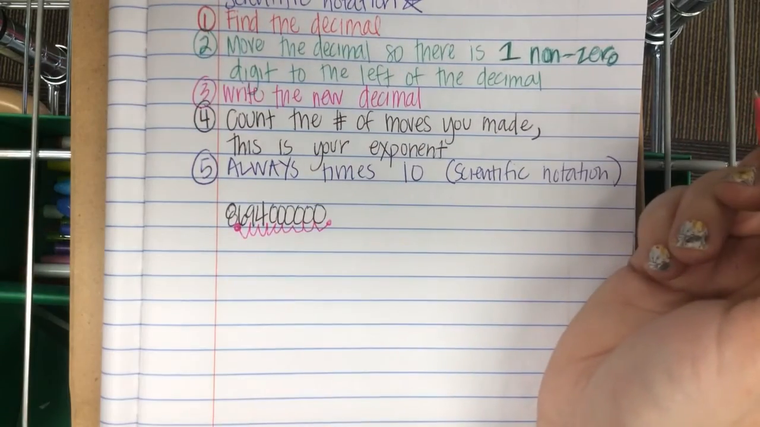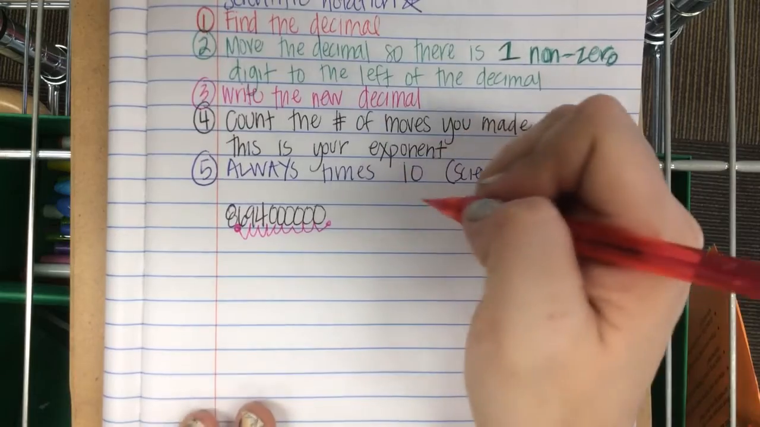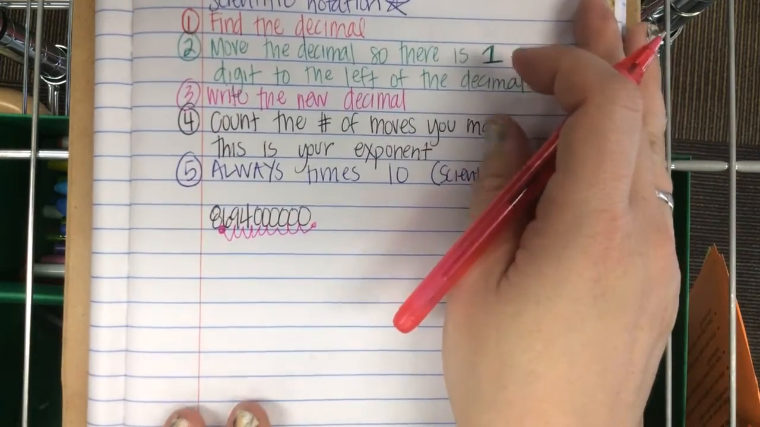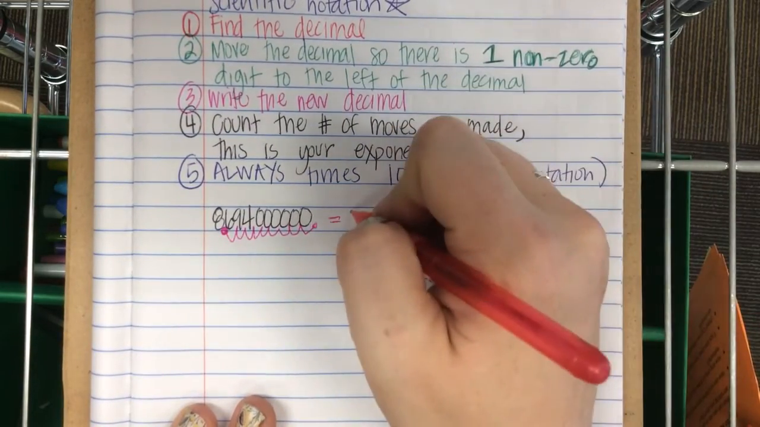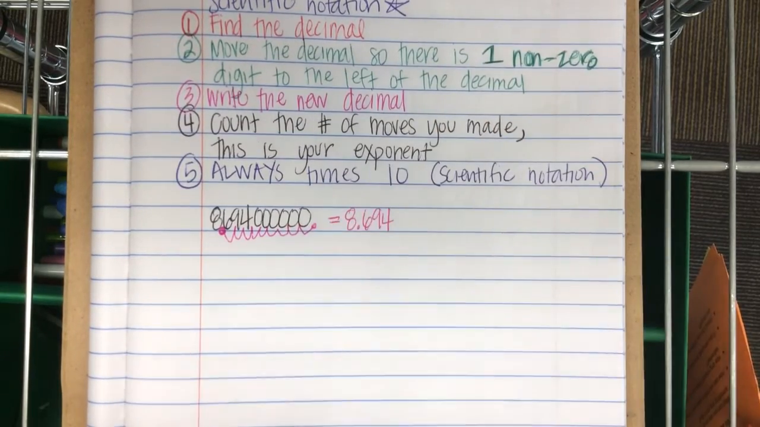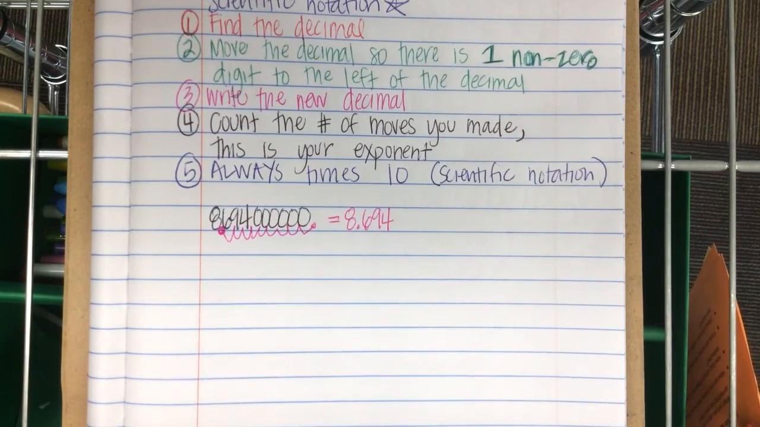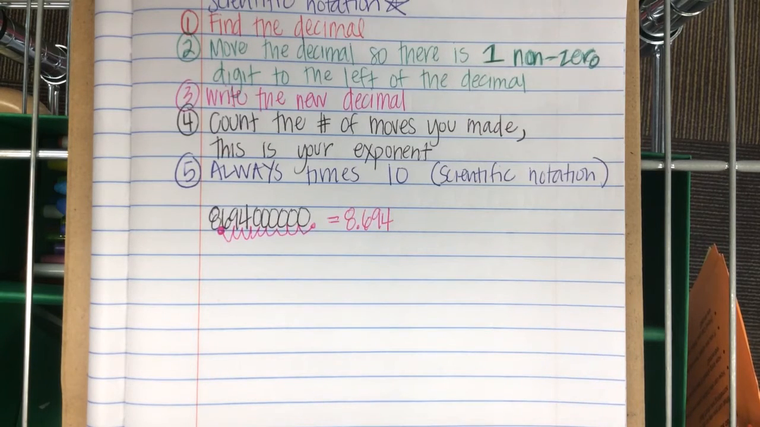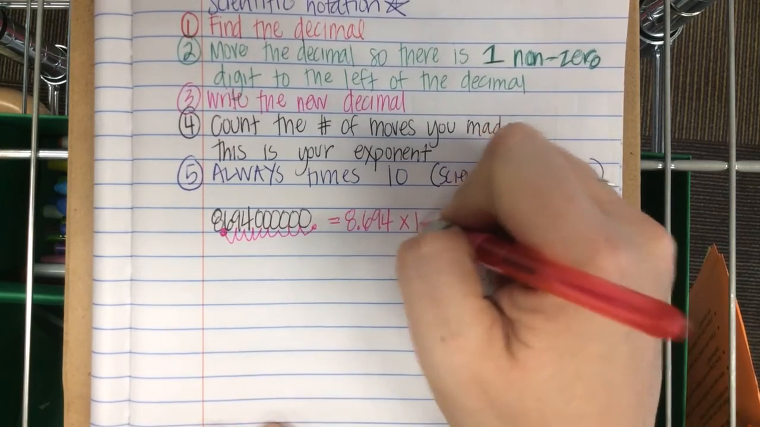Right there. Step number 2 or 3, write the new decimal. So, 8.694. Really, we should probably switch step 4 and step 5, right? Yeah. Always times 10, no matter what.